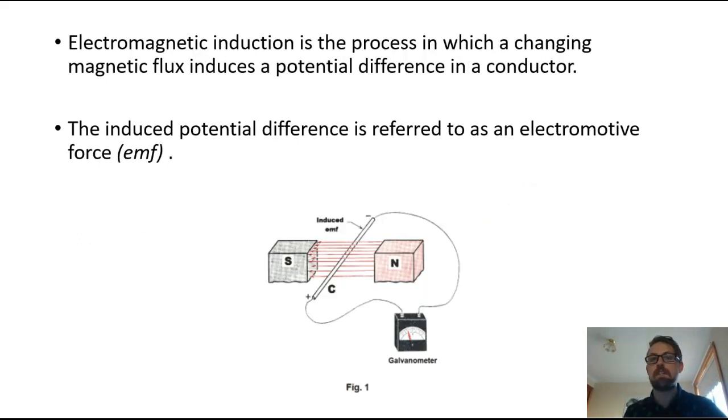So what is electromagnetic induction? Well, it's the process in which changing magnetic flux induces a potential difference in a conductor. That potential difference is referred to as EMF, or the electromotive force. What you can see here is a magnet, north and south, with a magnetic field going through it. Now, if that magnetic field is changing, it induces a potential difference, and we can make electricity.